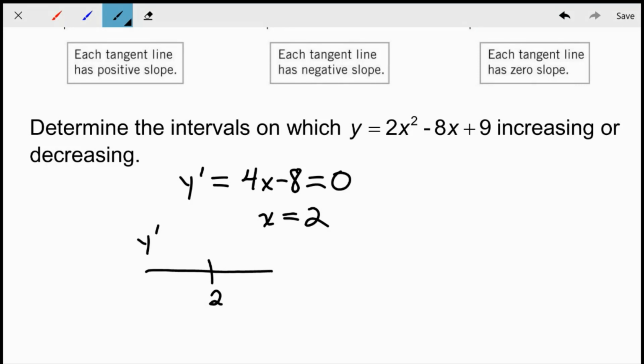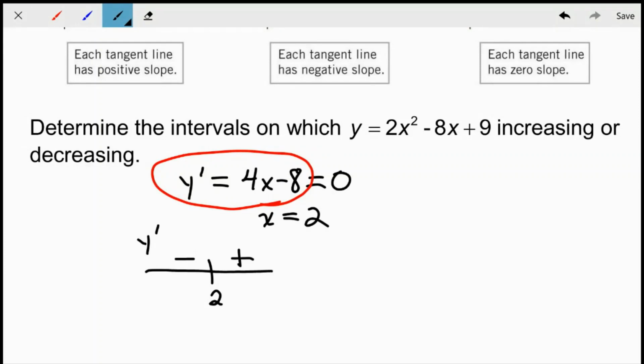So now all I'm going to do is test points and figure out, is my derivative positive or negative on the interval that I have here. So I'm thinking about to the left of 2 on the number line, and an easy number to analyze would be x is equal to 0. And remember, we're looking at this derivative. So if I plug x equals 0 into that derivative, I'm going to get a negative value. If I plug a number greater than 2, like let's say I plug 3 in, I'm going to get a positive value.